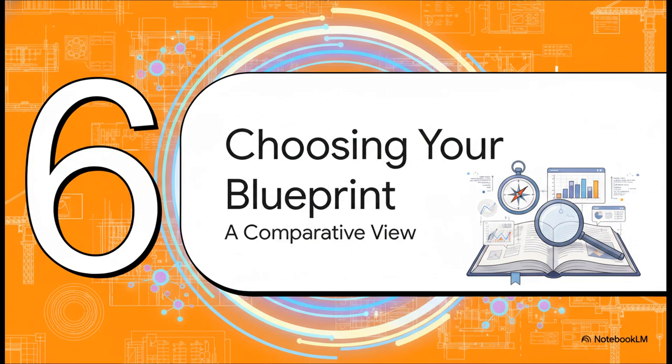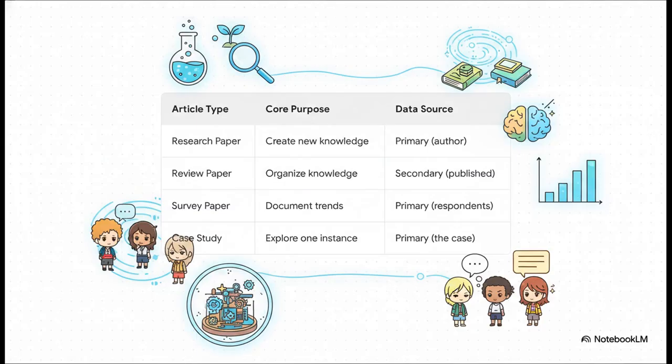So, we've laid out the 4 pillars. Now, let's bring them all together, because choosing the right blueprint is really about making sure your research question is perfectly aligned with the right structure and the right purpose. This table really sums up the core logic. A research paper creates new knowledge from your own experiments. A review paper organizes existing knowledge from other published works. A survey paper documents current trends from respondents, and a case study explores a single instance in depth. Just look at that critical split between primary and secondary data. That tells you so much.